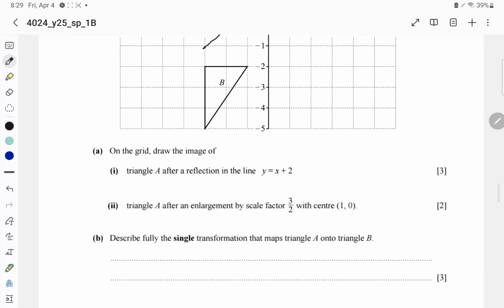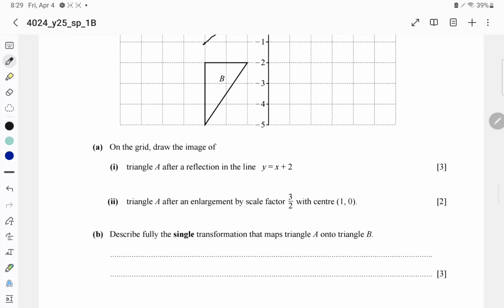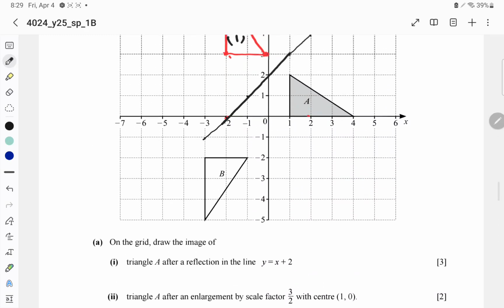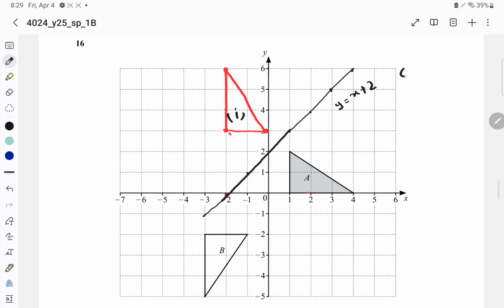The second part, we have to enlarge with scale factor 3 upon 2 with center 1, 0. You can count the boxes also and then make the image, or you can do some calculations. I'm doing it with calculations. I know that this is 1, 0, and this one is 4, 0. I'm writing down the coordinates of triangle A, and then 1, 2. Easily you can get it if you do some calculations, for more accuracy.